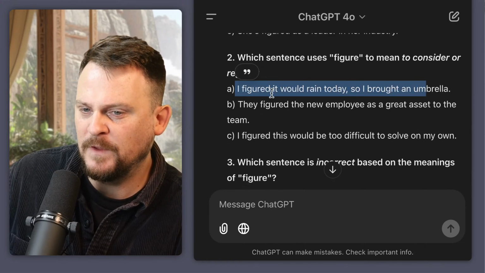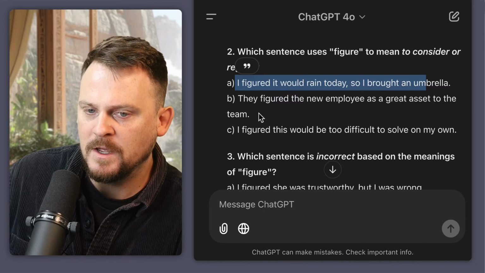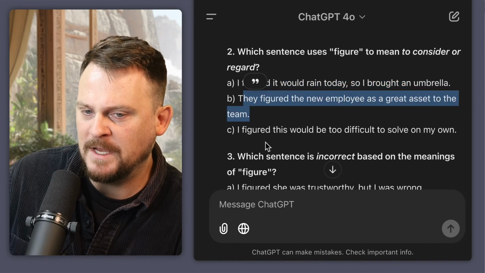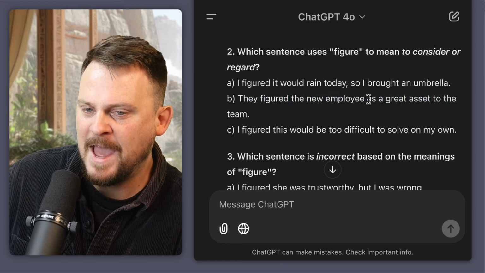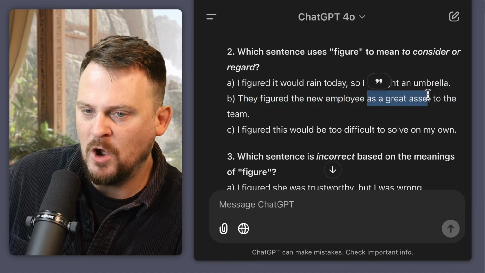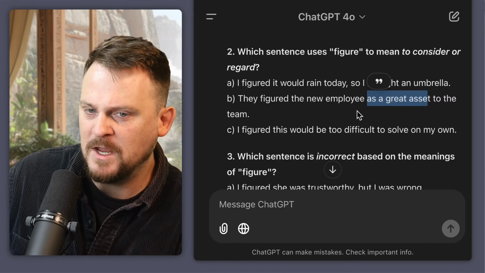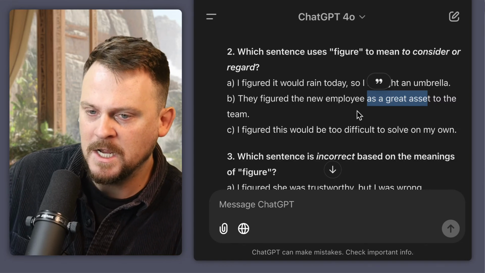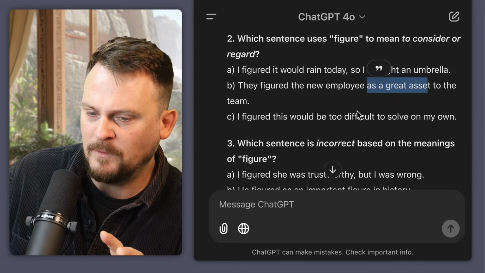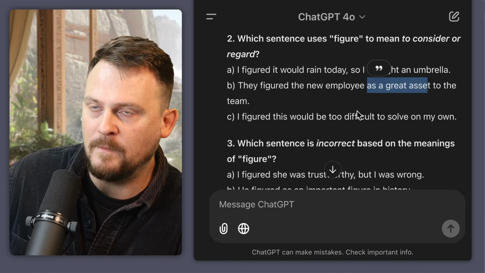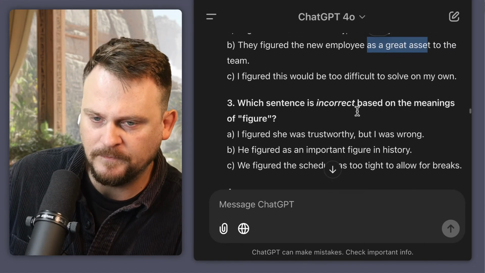Which sentence uses figure to mean consider or regard? They figured the new employee as a great asset. So I can see this now as triggers me to know, kind of, or guess that I'm talking about the consider or regard meaning, or make that assumption meaning, rather than to make that conclusion, right?